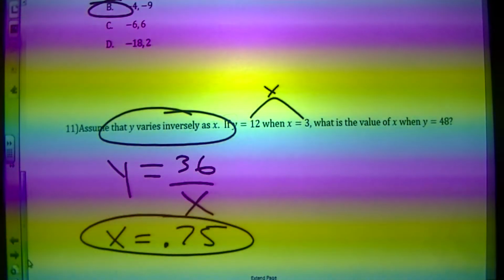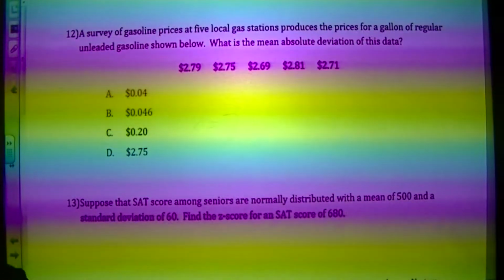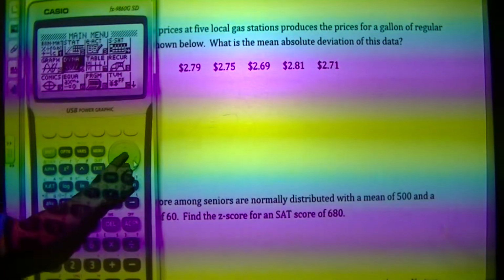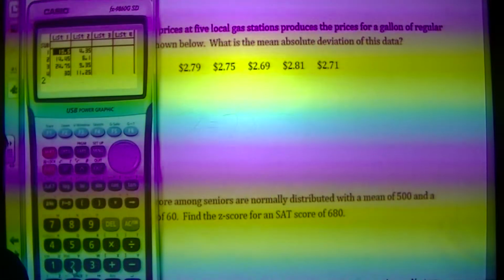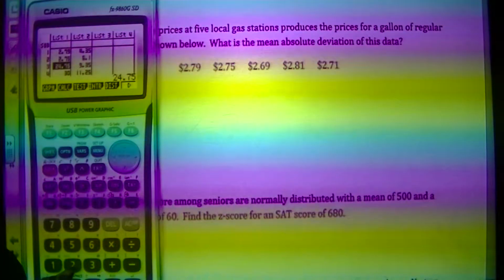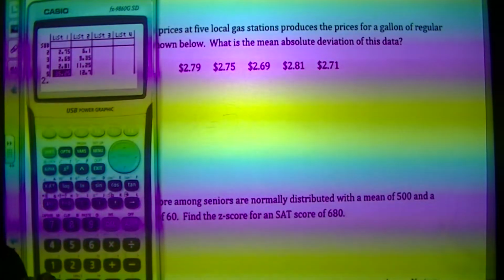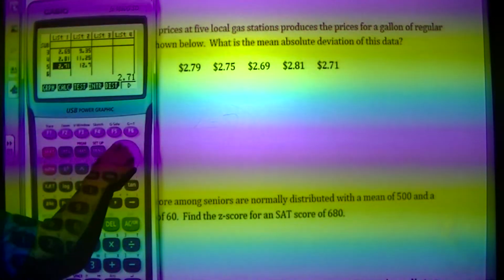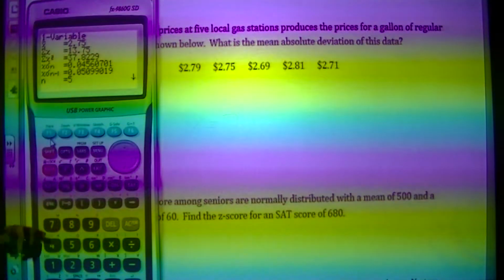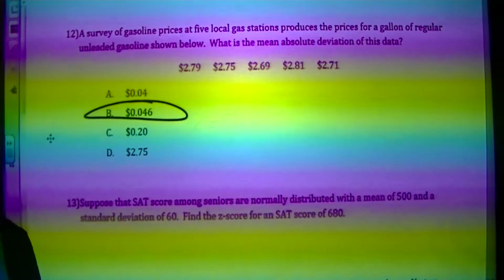Going on to number 12. Surveying gasoline prices below. What's the absolute mean deviation? Let's go ahead and just go into the calculator. Menu, stat, 2.79, 2.75, 2.69, 2.81, 2.71. I'm going to delete all these values over here. I'm going to calculate, doing 1 vars. My 0.045. I'm going to select the closest one to that.